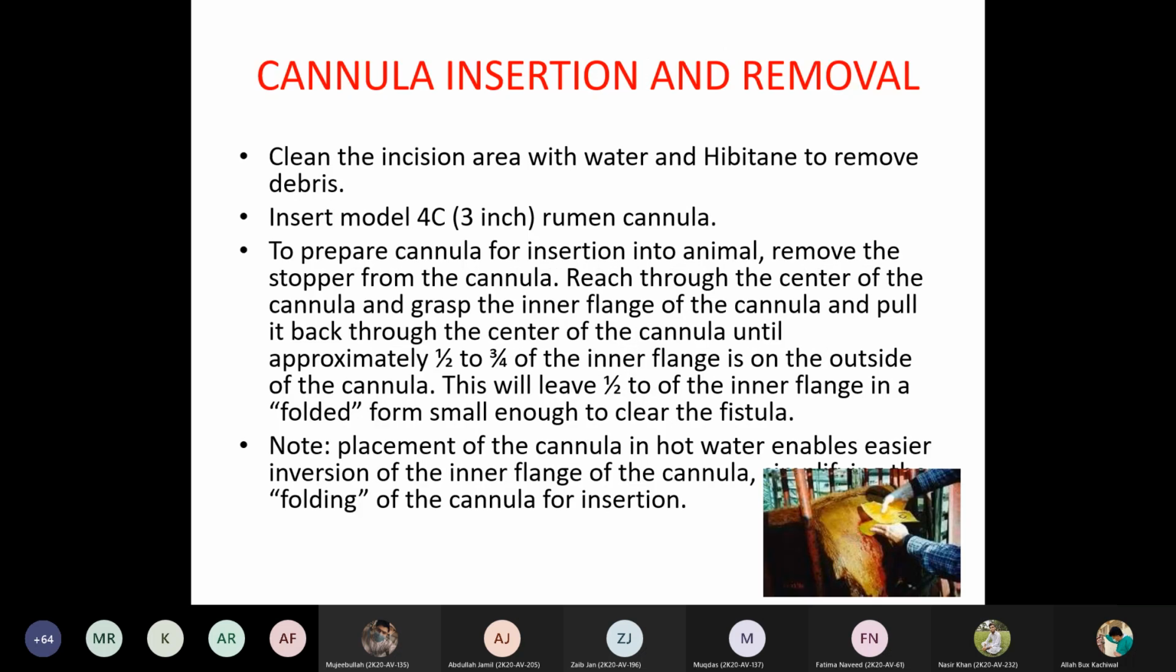Clean the incision area with water and Betadine to remove debris. Insert the model 4C 3-inch rumen cannula. To prepare the cannula for insertion into the animal, remove the stopper from the cannula, reach through the center of the cannula and grab the inner flange and pull it back through the center of the cannula until approximately half to a third of the inner flange is on the outside of the cannula. This will leave the inner flange folded small enough to clear the fistula.